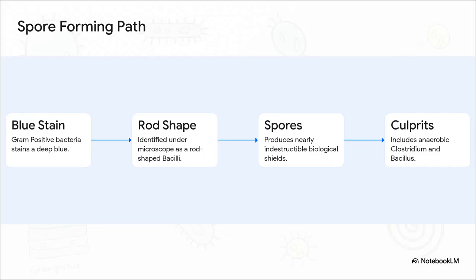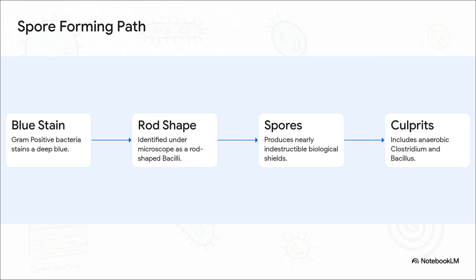Let's trace another pathway. Step 1. The bacteria is gram-positive, so it's blue. Step 2. We look through the microscope and see it's a bacilli, so a rod shape. Step 3. We observe if it produces spores. Spores are basically these tiny, nearly indestructible biological shields. If it does produce them, we land at Step 4.